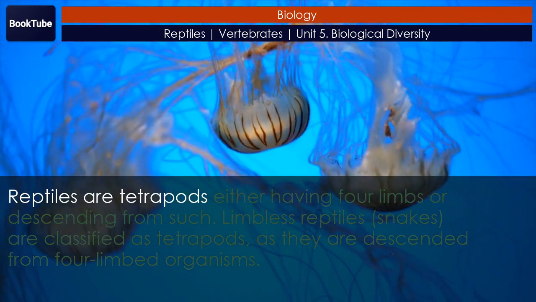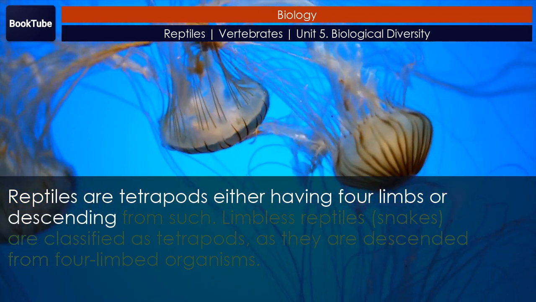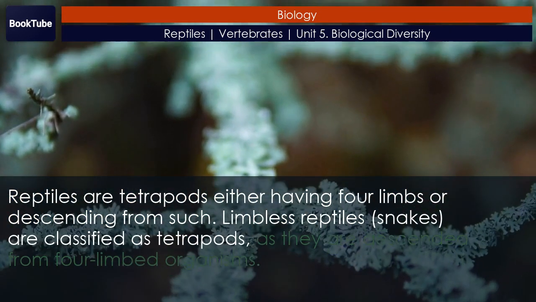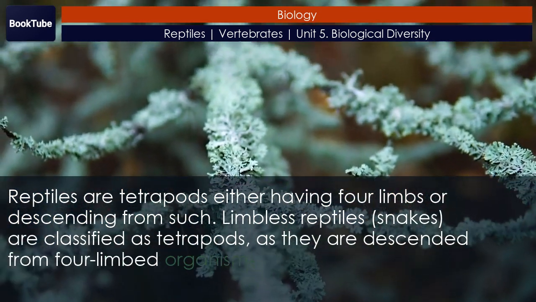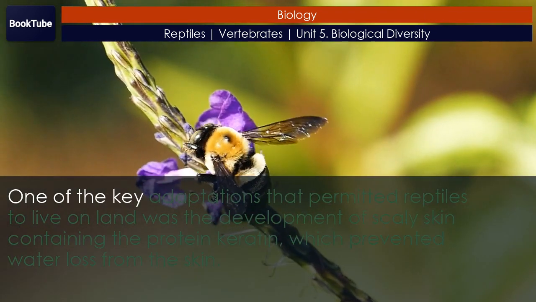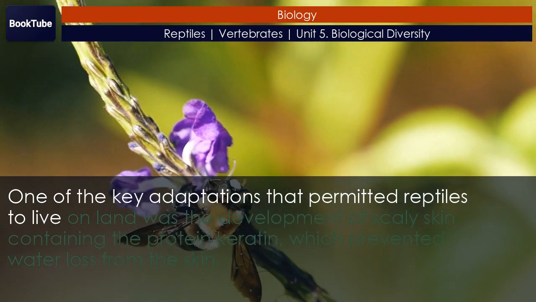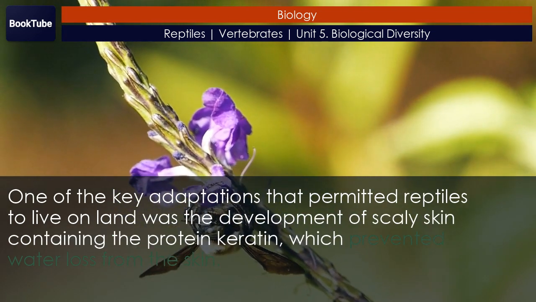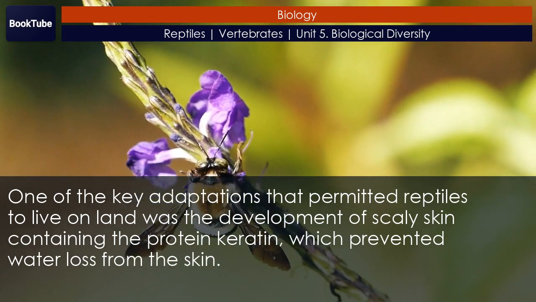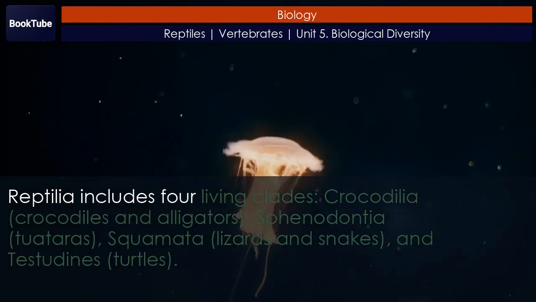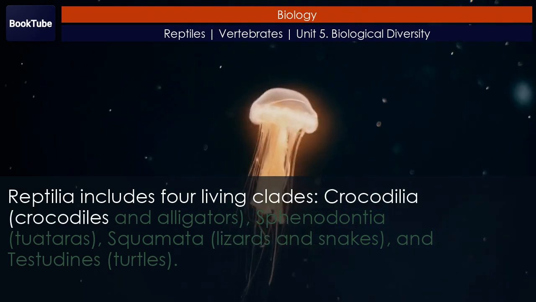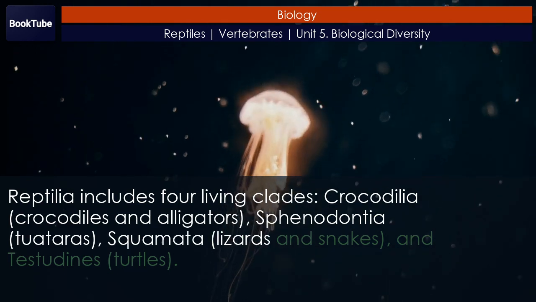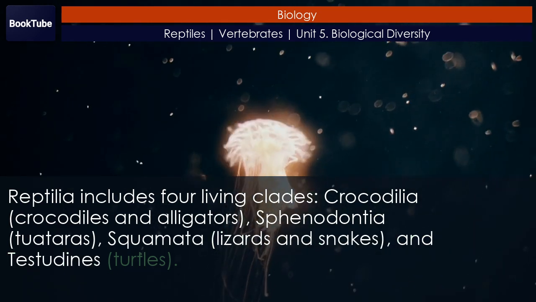Reptiles are tetrapods, either having 4 limbs or descending from such. Limbless reptiles, snakes, are classified as tetrapods, as they are descended from 4-limbed organisms. One of the key adaptations that permitted reptiles to live on land was the development of scaly skin containing the protein keratin, which prevented water loss from the skin. Reptilia includes 4 living clades: Crocodilia, crocodiles and alligators; Sphenodontia, tuataras; Squamata, lizards and snakes; and Testudines, turtles.